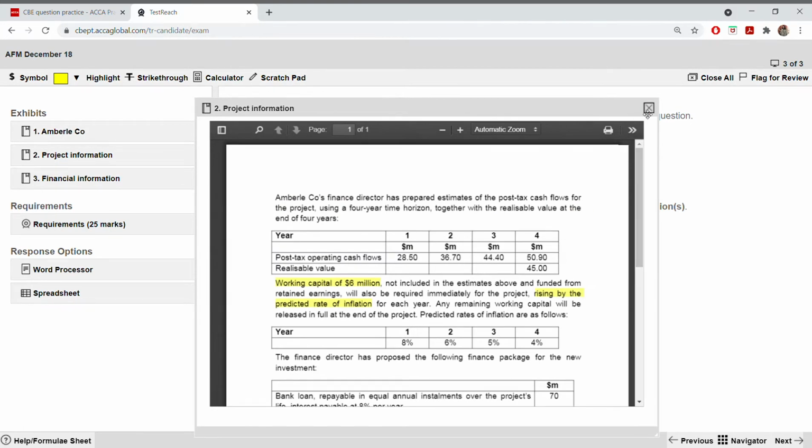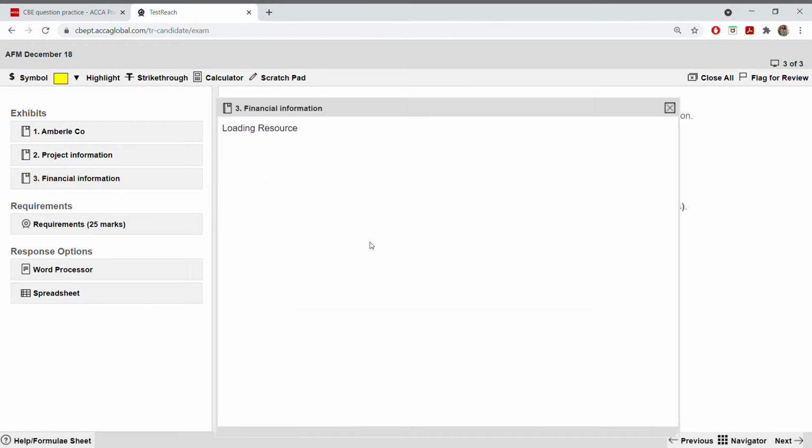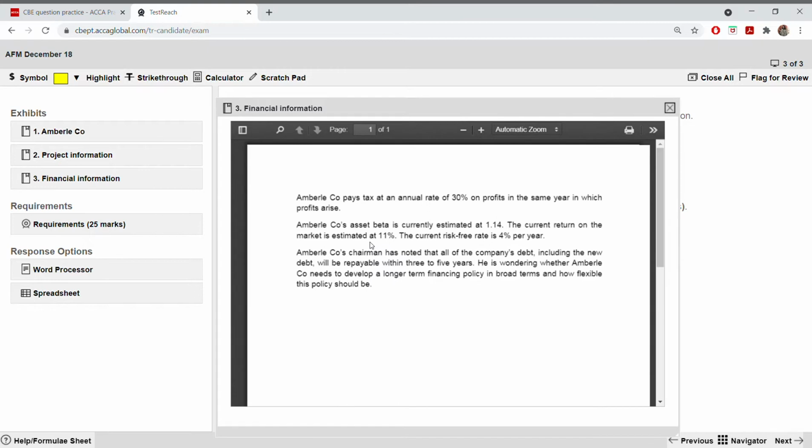Okay, and financial information. So tax is 30%. Definitely you need the tax rate. You can highlight it separately. Tax is 30% in the same year in which it arises, because I've told you the three assumptions, remember? Either half in this year, half next year, full this year, or full next year. So this is same year when the profit arises, so it's good in a way.